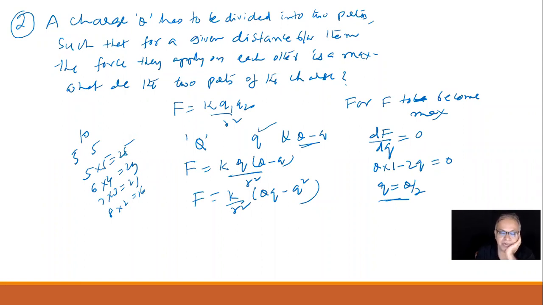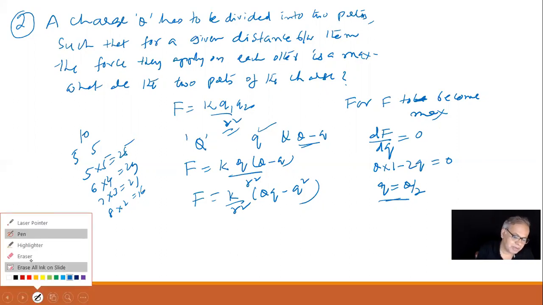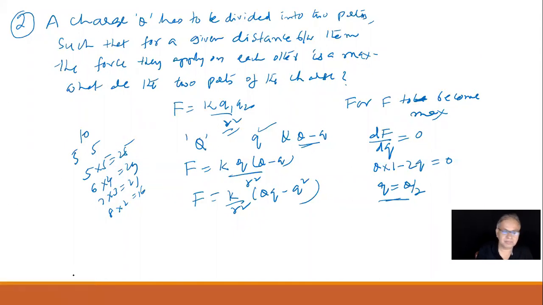Okay. So have you followed this? If I divide them into Q by 2 and Q by 2, the force between them for a given distance R will be maximum. All right. Children, tell me, I'm starting from 0 level problems now. Any question you've got, you can ask me.